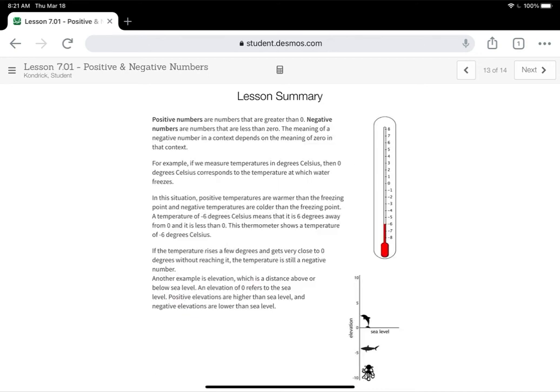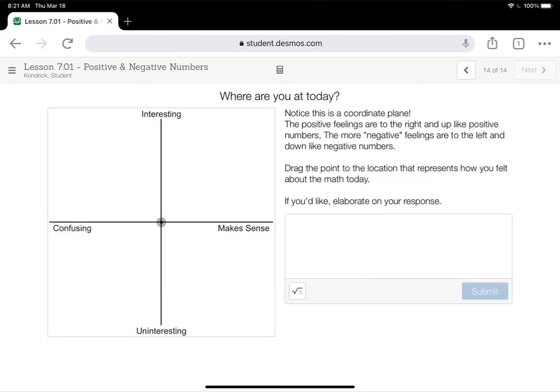Here's a lesson summary if you got confused or if you just wanted to have a recap before doing your homework. This is what we were talking about today, about positive and negative numbers, especially in a situation. We have an example here of a temperature reading, and again, there's the 0, and then we also have here for elevation, sea level being at 0.